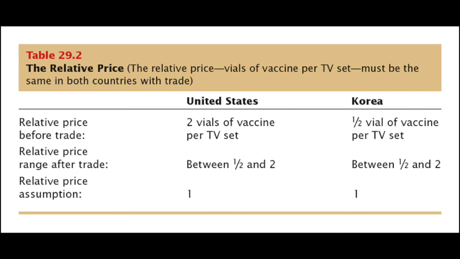If the relative price is going to be the same in both countries, then we know the price must be somewhere between the prices in the two countries before trade. Trade price for one vaccine is between half a TV set to 2 TV sets. The trade price for one TV set is between half a vaccine to 2 vaccines. The calculation of the trade price is summarized in this table.